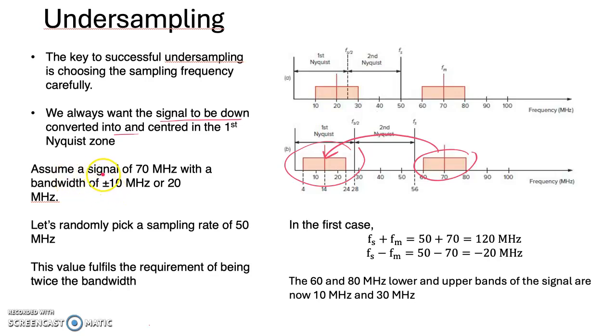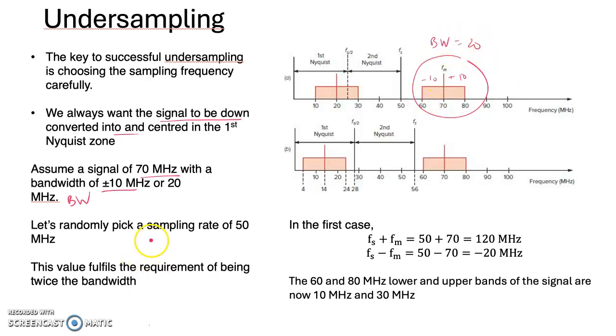Alright, so assume a signal of 70 MHz with a bandwidth of plus or minus 10 MHz, or 20 MHz bandwidth. Okay, so this is our signal: 70 MHz plus 10, minus 10, the bandwidth is 20. Let's randomly pick a sampling rate of 50 MHz. Why? Because it is at least twice the bandwidth.